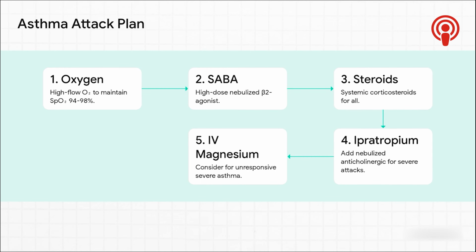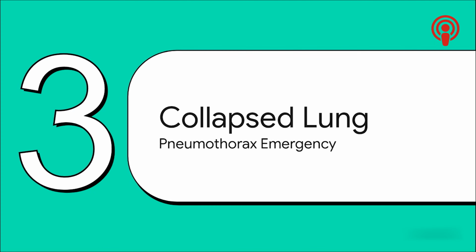So, the second you spot those red flags, this is your playbook. You gotta move fast. First, high-flow oxygen. Then you hit them hard with back-to-back nebulizers. Get systemic steroids in them early. They take a while to work, so you want them on board ASAP. Then you layer on another medication, ipratropium, and if they're still not getting better, you're thinking about IV magnesium.